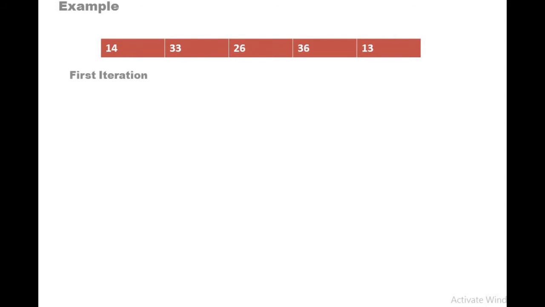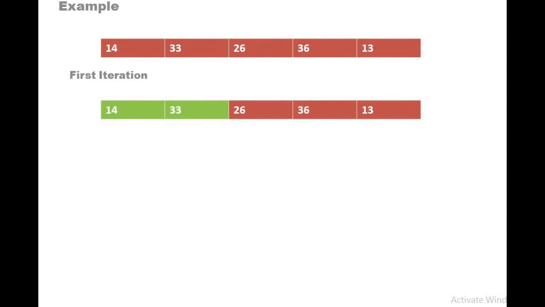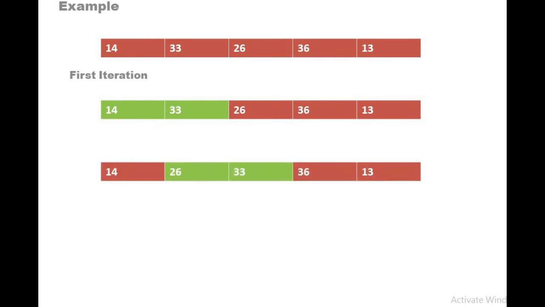Bubble sort starts with the very first two values, comparing them to check which one is greater. In this case, 33 is greater than 14, so it is already sorted. Next we compare 33 and 26. Here 26 is lesser than 33, so the values must be swapped.